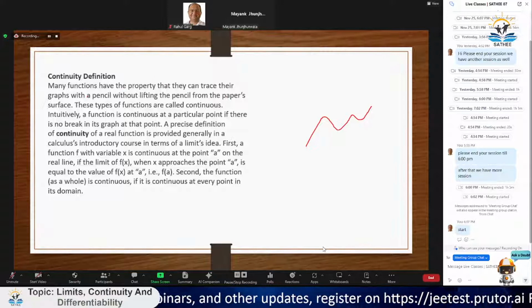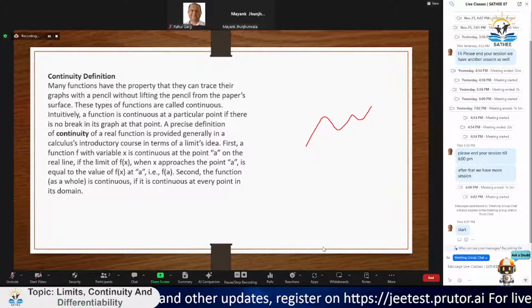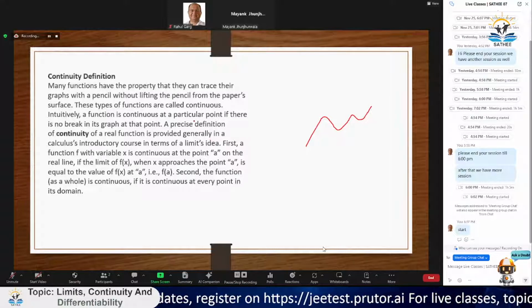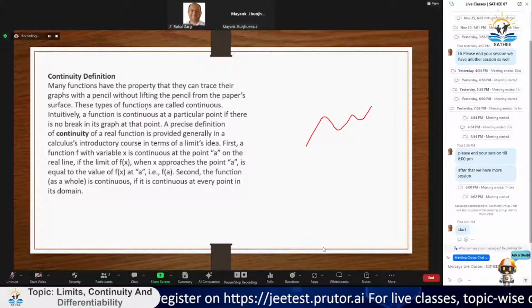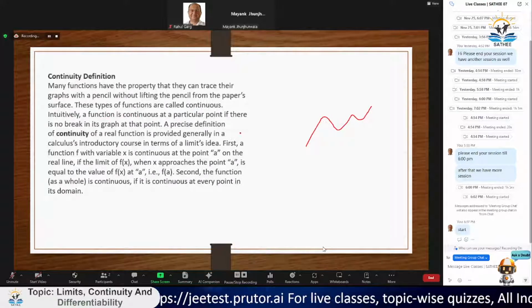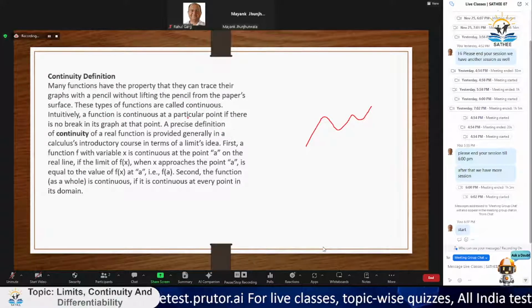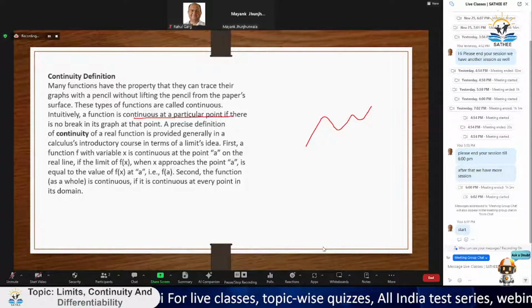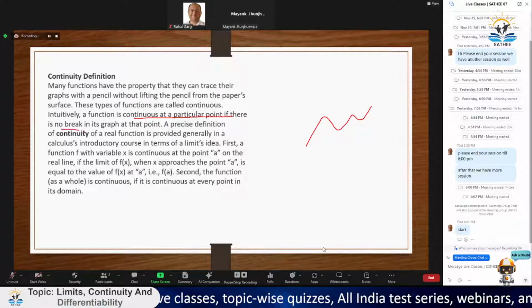So let's read it. Many functions have the property that you can trace their graphs with a pencil without lifting the pencil from the paper surface. These types of functions are called continuous. Intuitively, a function is continuous at a particular point if there is no break in the graph at that point. That's what I told you. A function is continuous at a particular point if there is no break in its graph at that point.